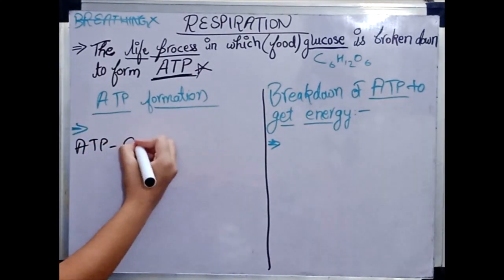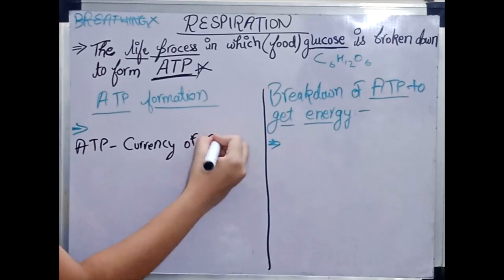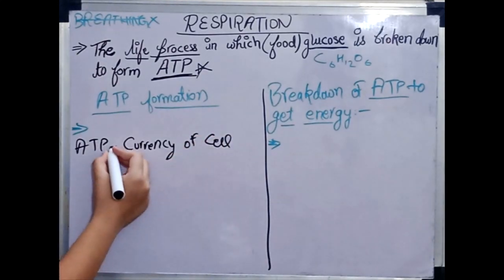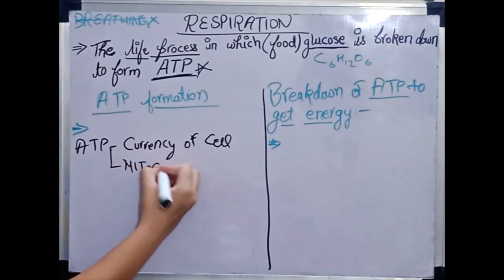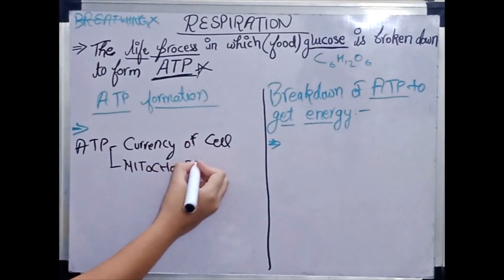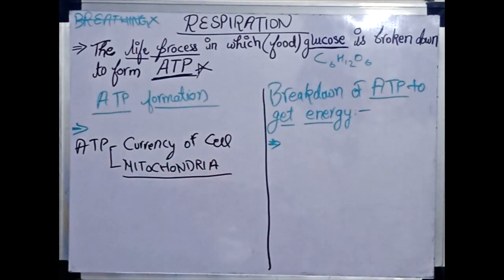ATP is also known as the currency of the cell. It is formed in the mitochondria, right? We learned that mitochondria is the powerhouse of the cell. Why is it the powerhouse? Because ATP is generated here. ATP is the currency of the cell.